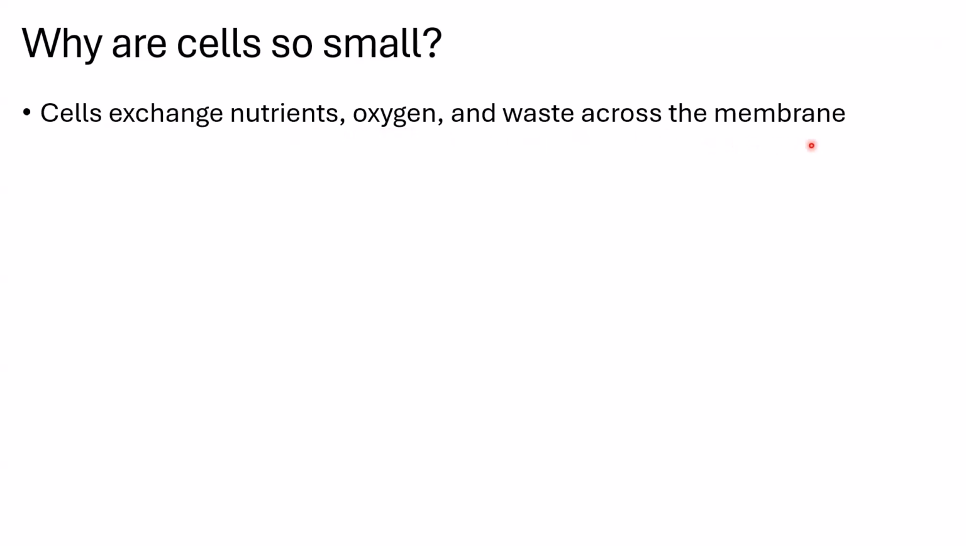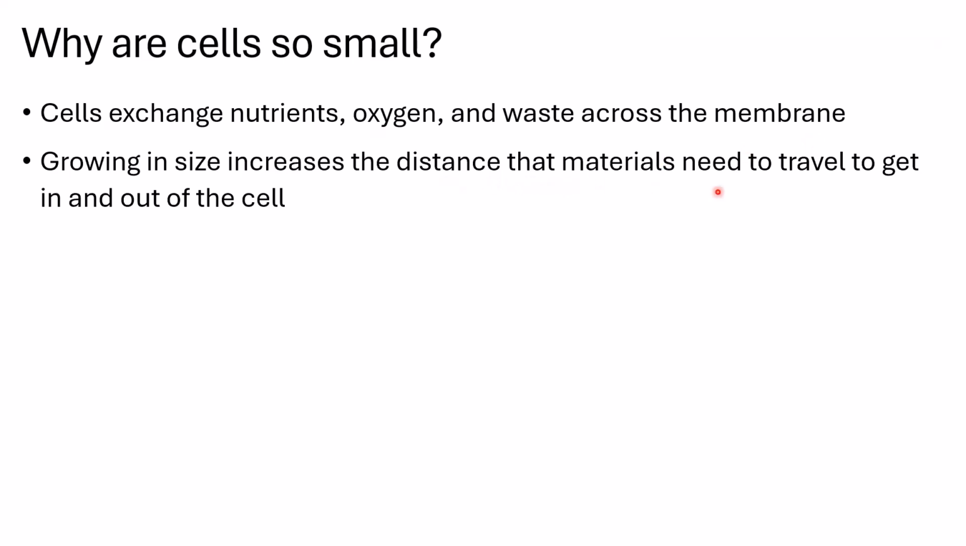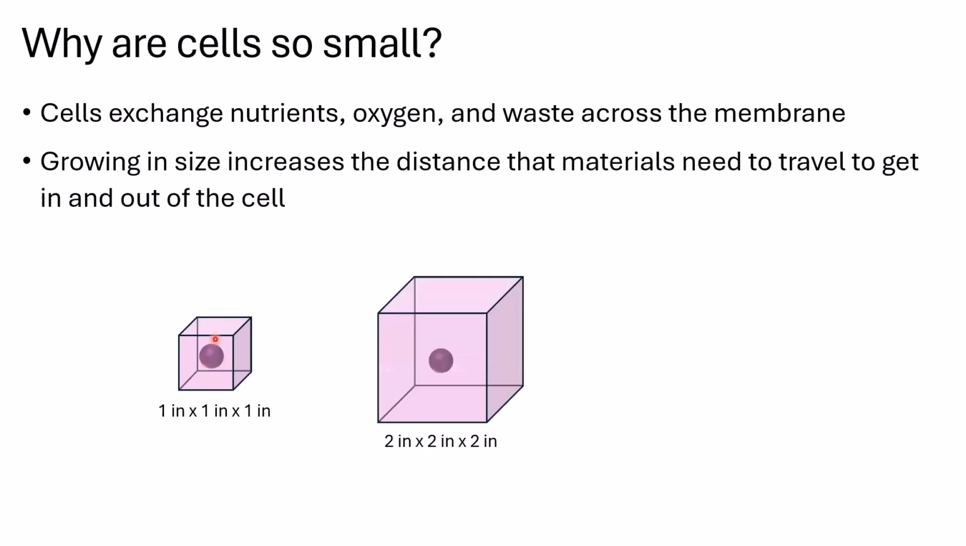As size increases, the distance that materials need to travel increases as well. Let's look at this 1-inch cube representing a cell here. In the center, we have the nucleus. The distance between the membrane of the cell and the center of the cell is pretty small. Now here is a larger 2-inch cell. The distance between the membrane of the cell and the center of the cell is now twice as large, so it would take longer for materials to enter and leave.